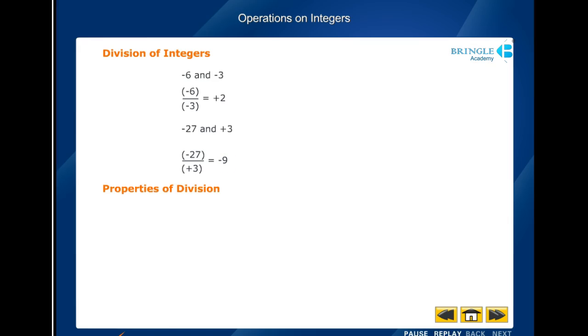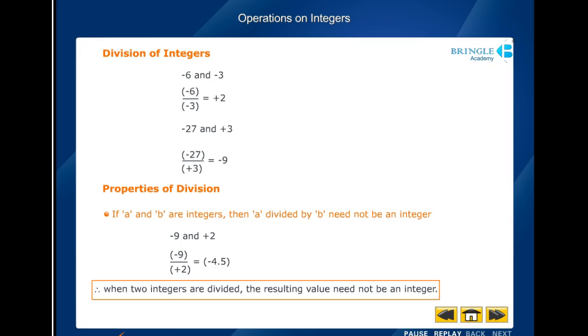Properties of division. If a and b are integers, then a divided by b need not be an integer. Consider two integers, -9 and +2. Divide -9 by +2. The quotient is -4.5 and is not an integer. Thus, when two integers are divided, the resulting value need not be an integer.